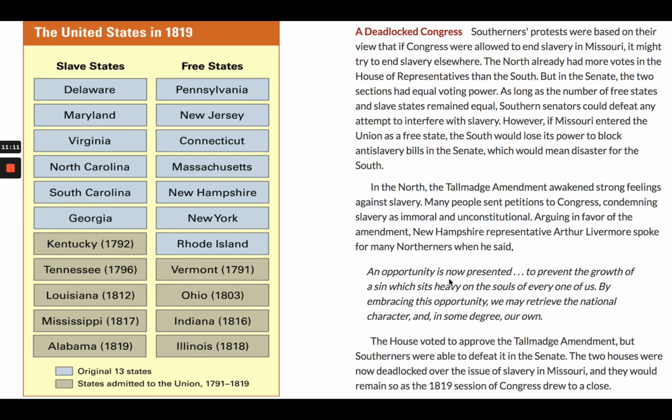All right, the House voted to approve the Tallmadge Amendment, which doesn't surprise anyone because there are more Northerners in the House of Representatives than Southerners. But in the Senate, Southerners were able to defeat it because they had an equal number. So the two houses were now deadlocked over the issue of slavery in Missouri, and they would remain so as the 1819 session of Congress drew to a close. So they don't know what's going to happen with Missouri because it's a tie, but y'all are going to find out what happens next.